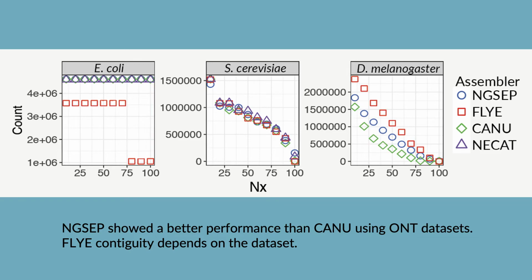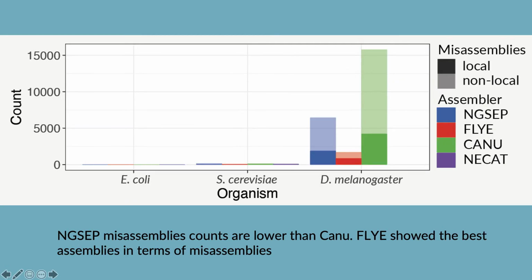Our algorithm showed a better performance than Canu and Flye in the bacteria and yeast datasets, and a better performance than Canu in the Drosophila dataset. In terms of misassemblies, we ranked second, and Flye was the most accurate.